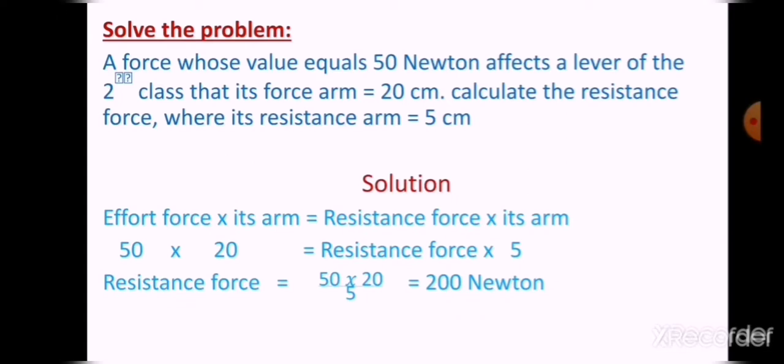So we will put the rule: effort force times its arm equals resistance force times its arm. So 50 times 20 equals resistance force times 5. So the resistance force equals what? It equals 50 times 20 divided by 5. So it equals 200 newton, because the resistance force and effort force are measured in newton. So the resistance force equals 200 newton.